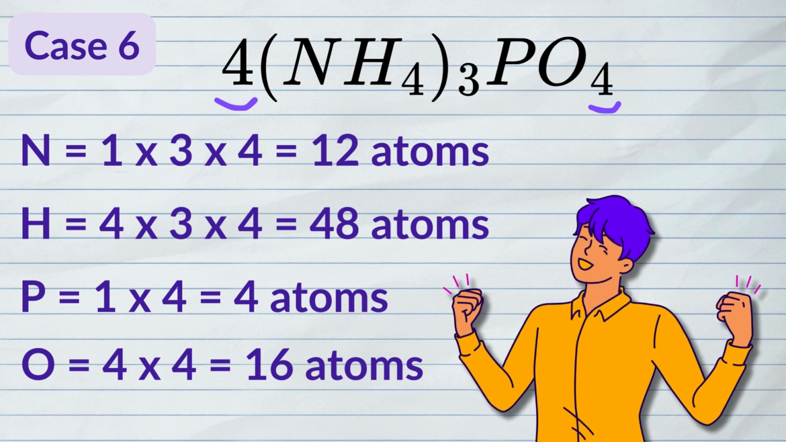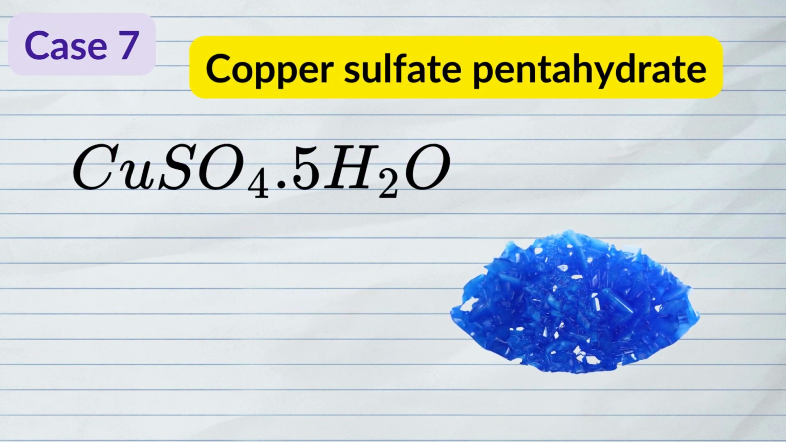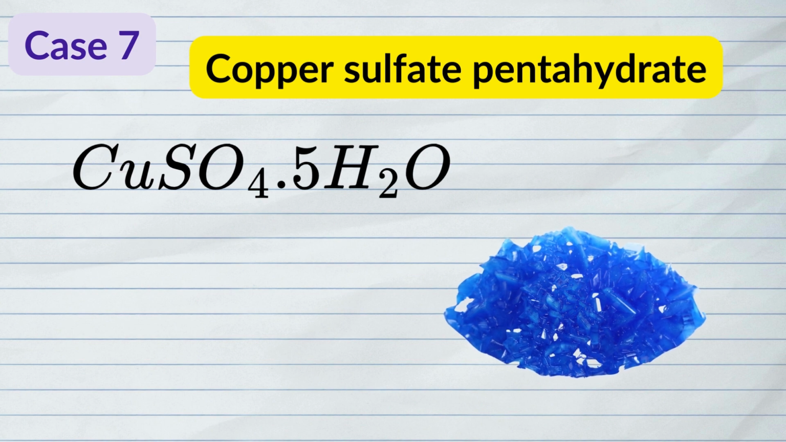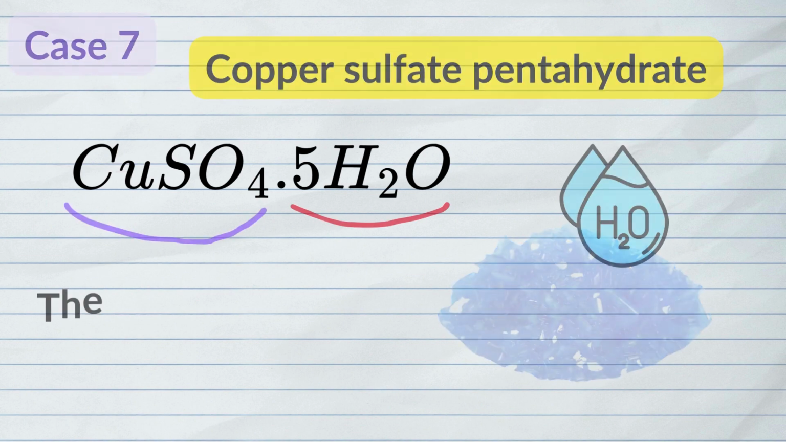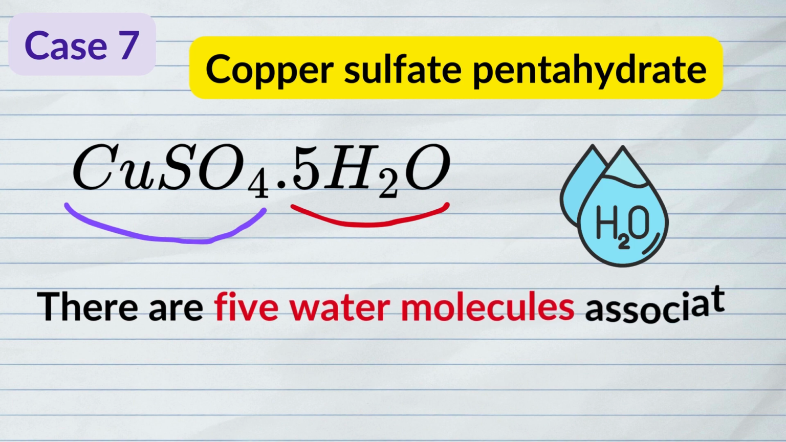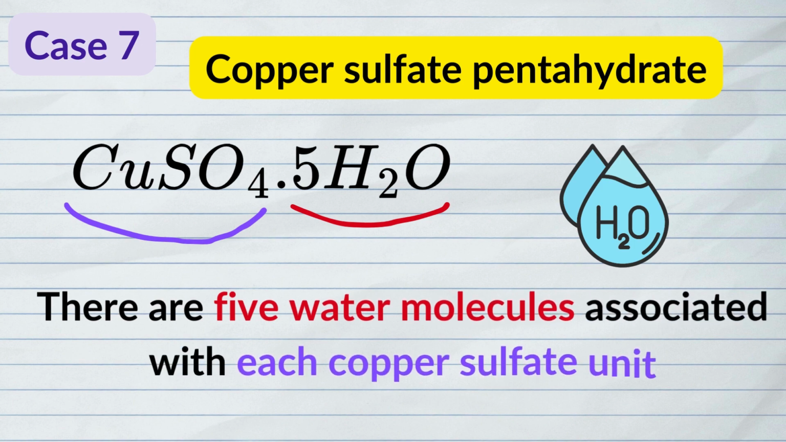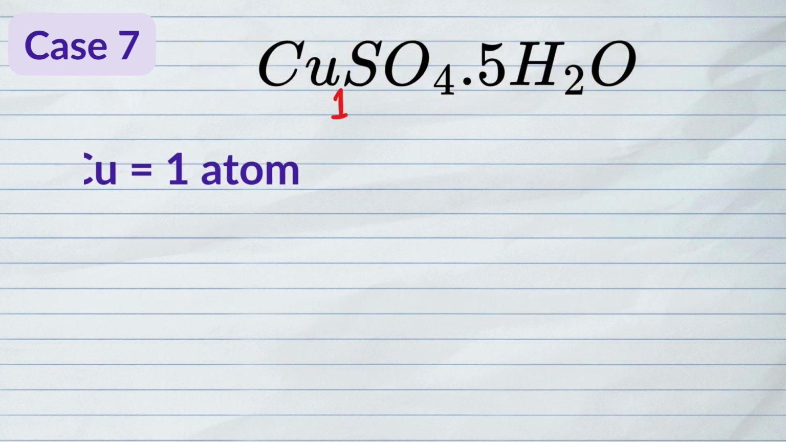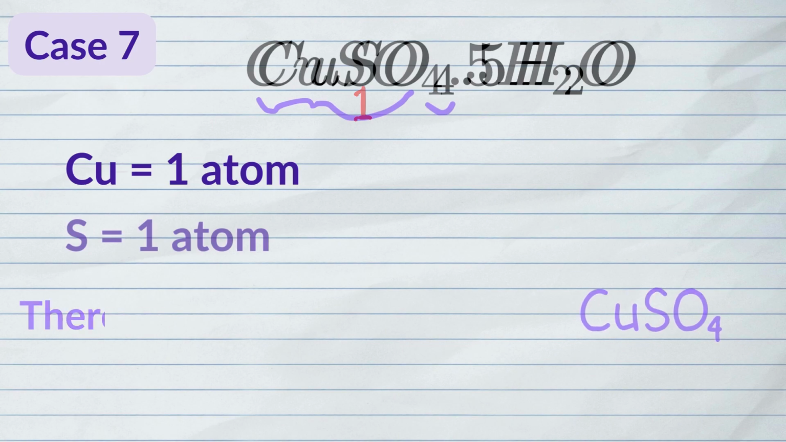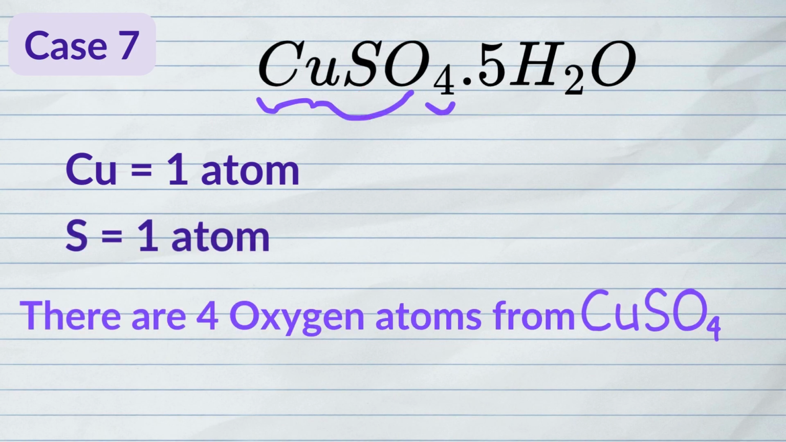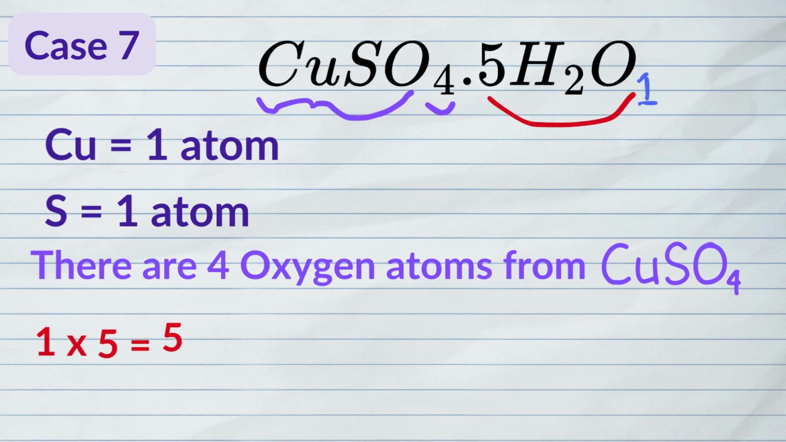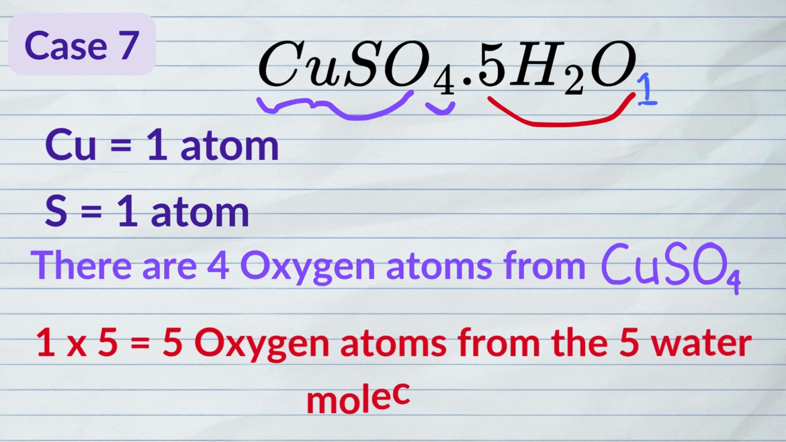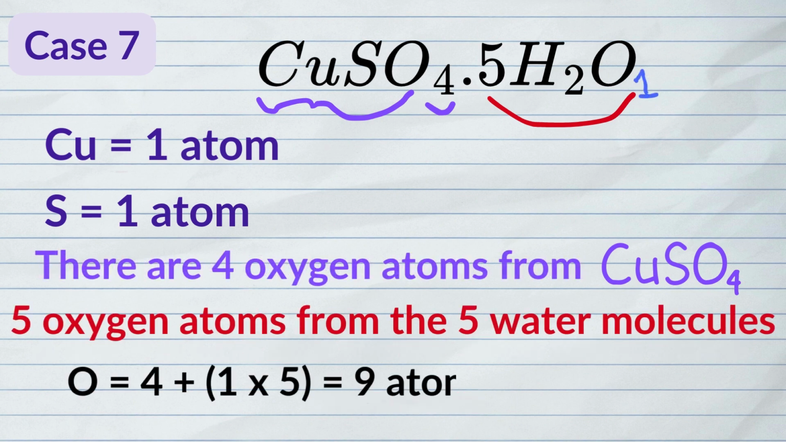equals 16 atoms. Case 7, copper sulfate pentahydrate, CuSO4·5H2O. Here, pentahydrate indicates that there are 5 water molecules, H2O, associated with each copper sulfate unit. Cu equals 1 atom, sulfur equals 1 atom. There are 4 oxygen atoms from CuSO4, and subscript 1 times 5, which equals 5 oxygen atoms from the 5 water molecules. So there is a total of 4 plus 5, which equals 9 oxygen atoms.